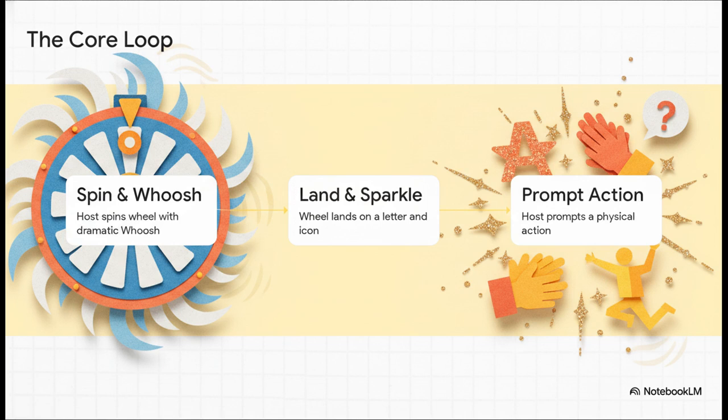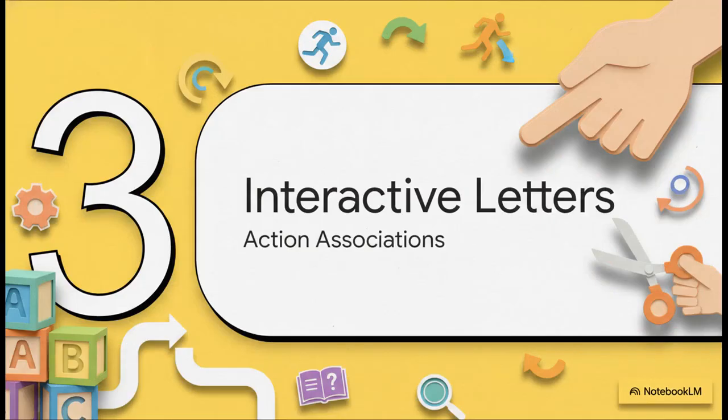Then, Step 2, the wheel lands on a specific letter and icon, highlighted by a bright visual sparkle on the screen. Finally, Step 3, the host immediately transitions this reveal into a prompt for a physical action. The sheer brilliance of this loop, whoosh, sparkle, action, is that it builds massive anticipation. Those sound effects and visual sparkles act as brain cues that basically scream, "Get ready, it's almost your turn to do something." Which brings us to Section 3, interactive letters and actions, focusing on action-based association.